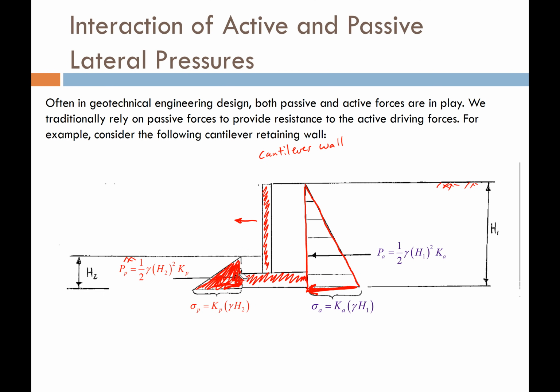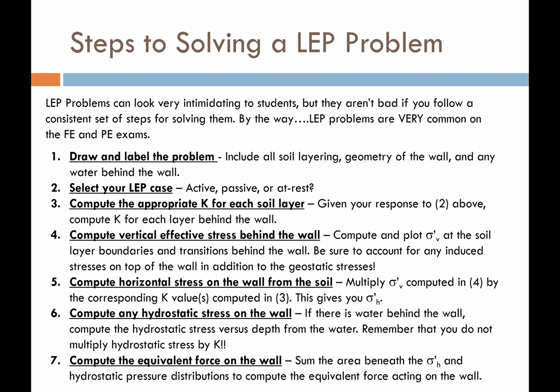That area equals the force from the pressure distribution per unit width into the page, and so that would be our 1/2 gamma H2 squared times our passive earth pressure coefficient. So any real retaining wall problem is going to have a combination of active and passive pressures working in conjunction with one another.